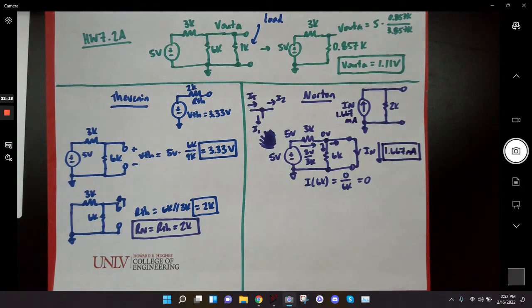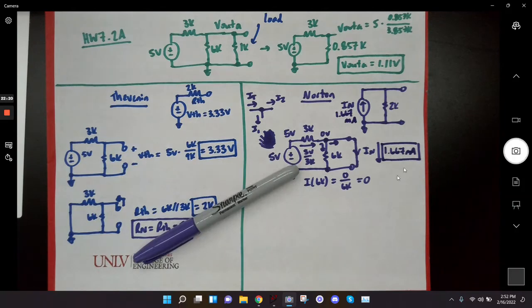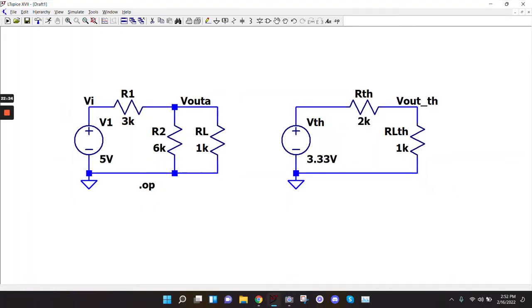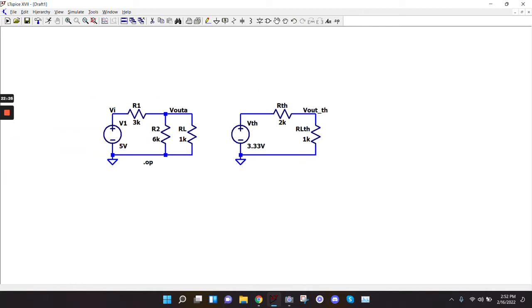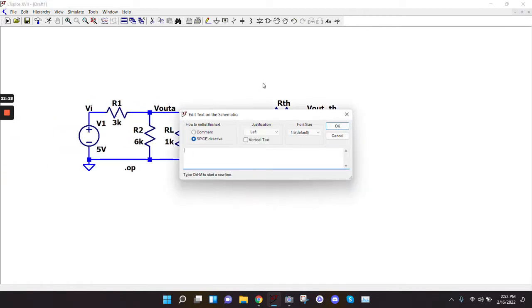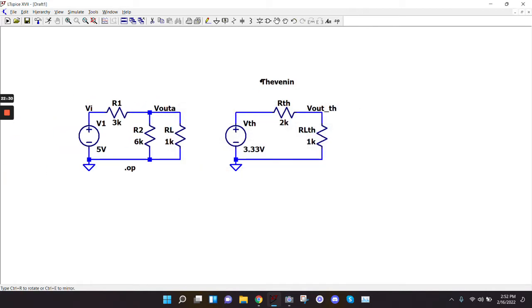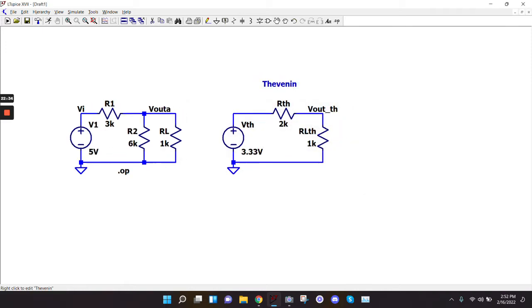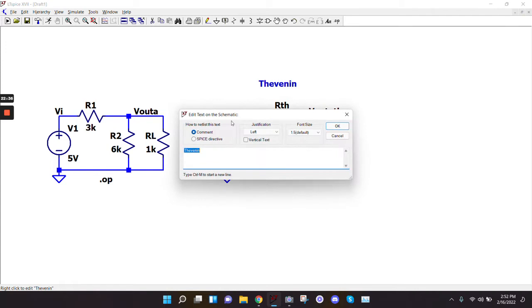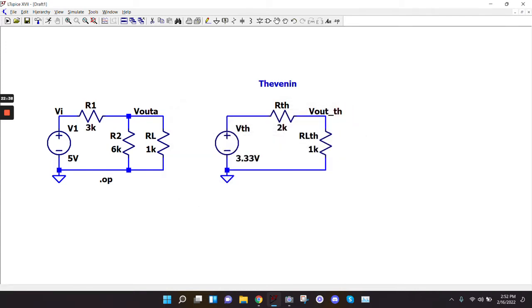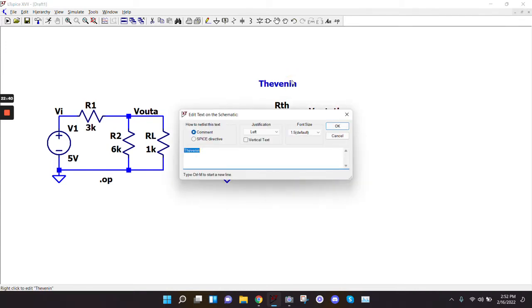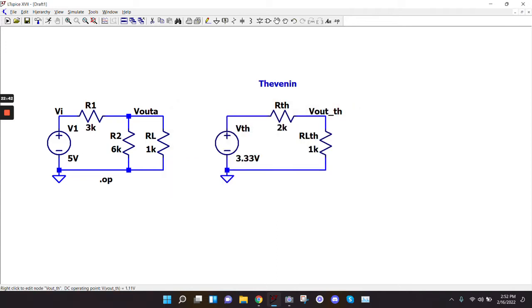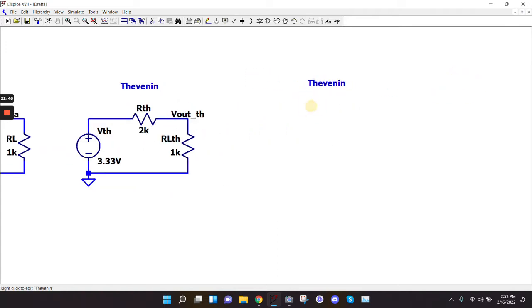And now, let's go back over to Spice. I found my Norton current. I can come over here. So I've got my Thevenin equivalent. Here, let's label them. Make sure you put a comment if you're going to label things in Spice, because if not, it tries to take it as a directive and then it gets confused. So this is my Thevenin, and then let's make a copy of this, and we'll call it our Norton.